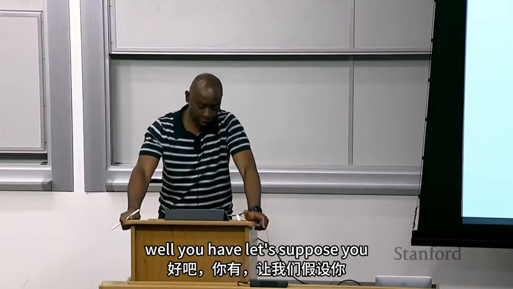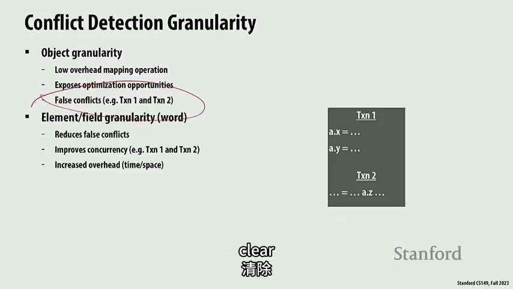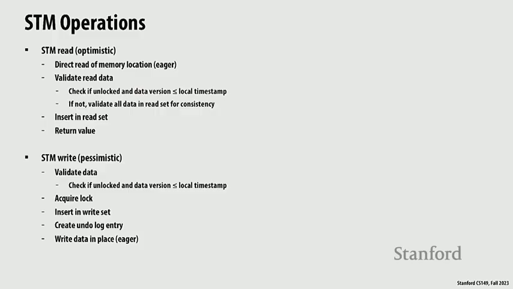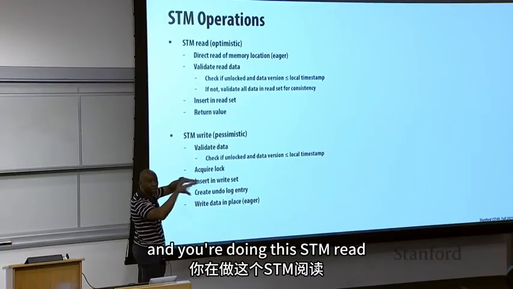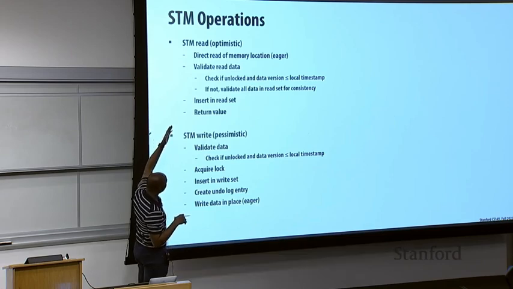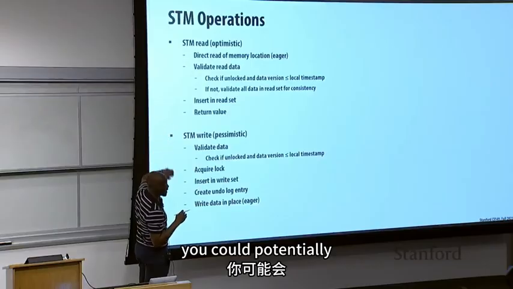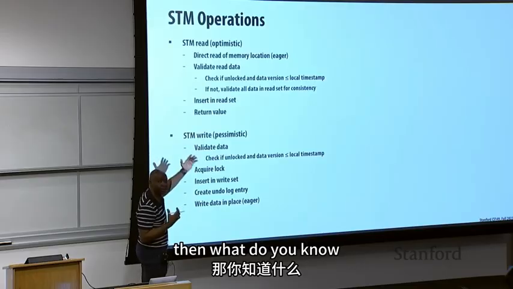Well, to make things a little more clear, let's assume you're at a point in the program and you're doing this STM read, and you have a direct read from the memory, but you could potentially not read. You could do the check first. Let's assume you do the check first. Then what do you know?